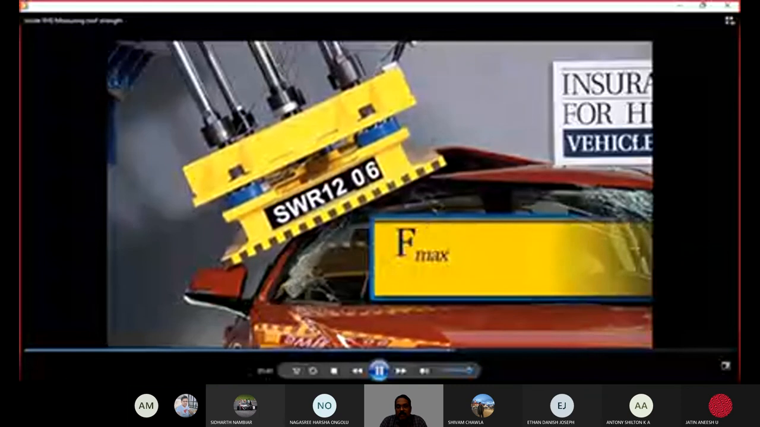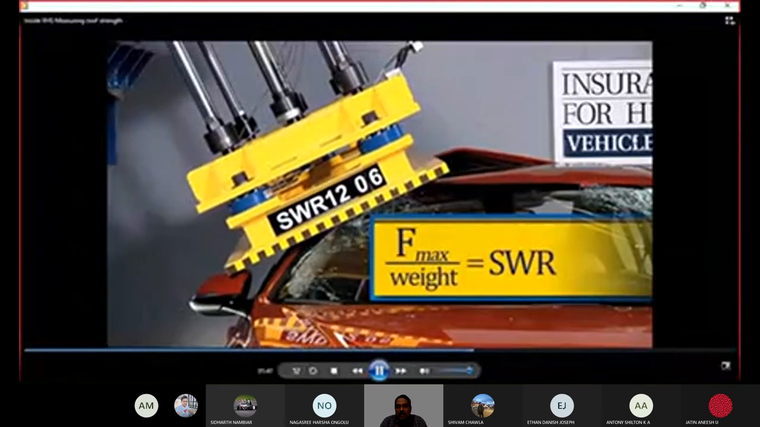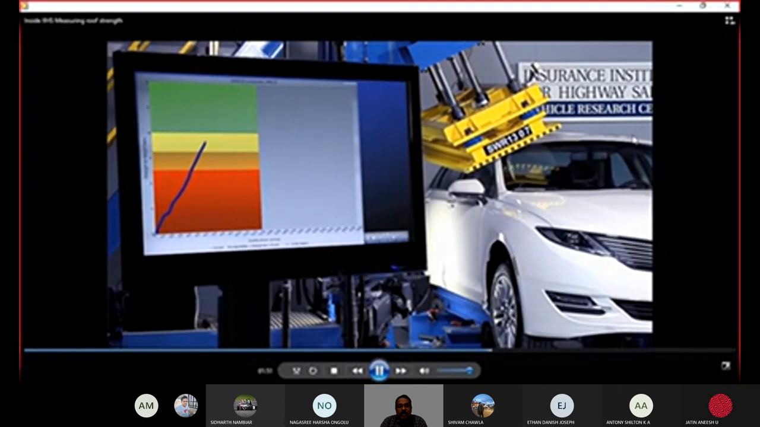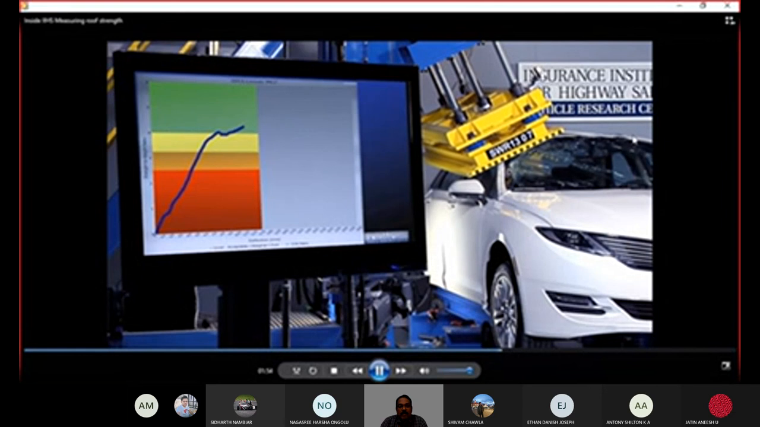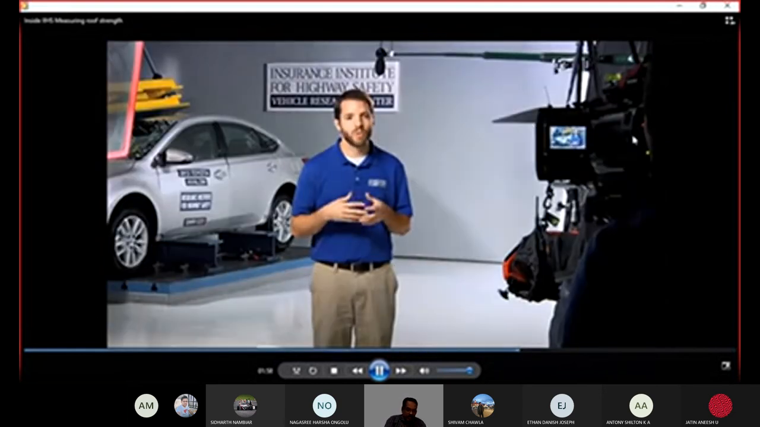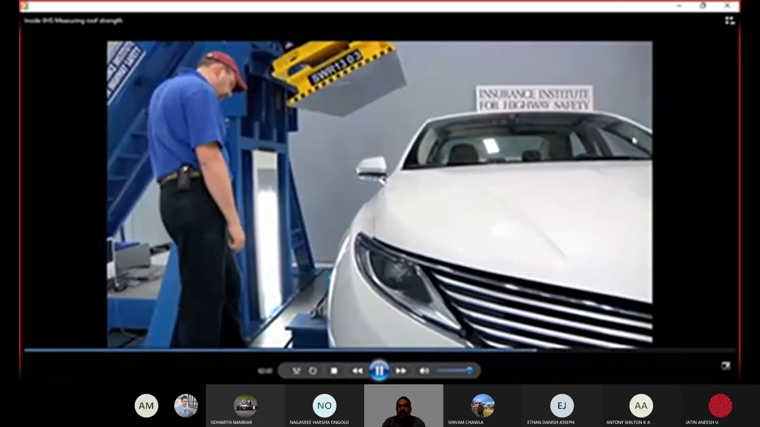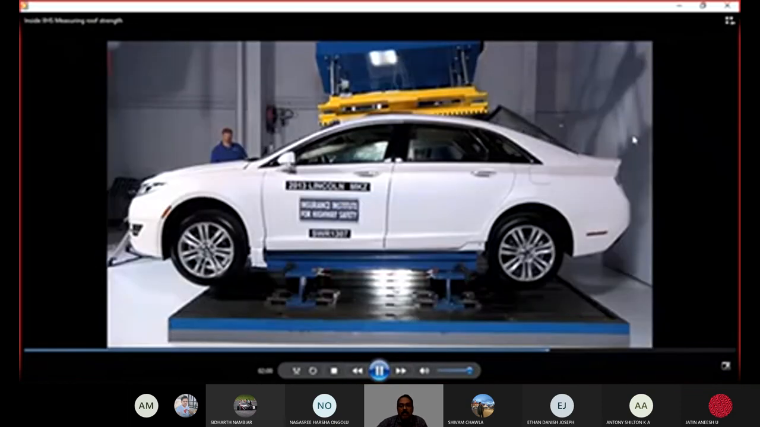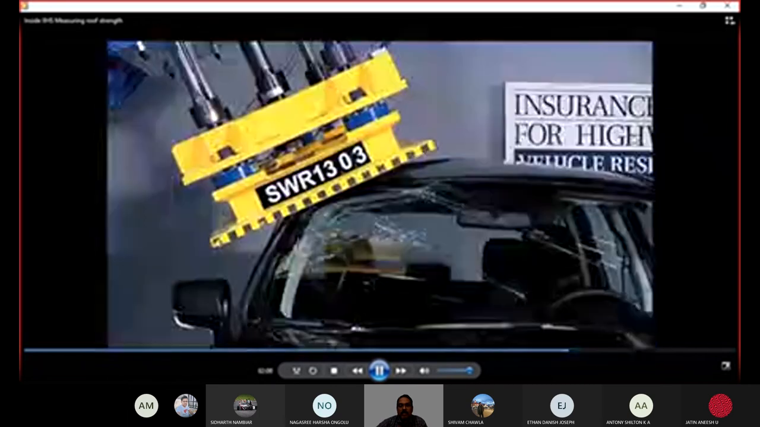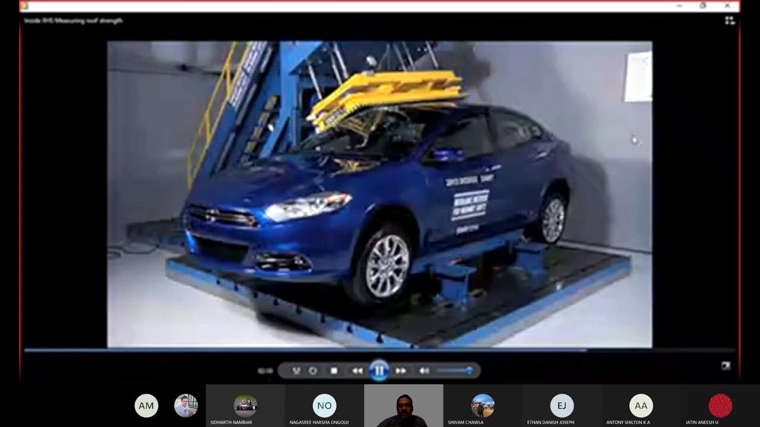The maximum force recorded is then divided by the vehicle weight in order to come up with a strength to weight ratio. In our system of ratings, a vehicle must be able to achieve a strength to weight ratio of 4 or greater in order to receive a good. Our test has made a huge difference in the roof strengths of vehicles that are on the road. As we came out with our test and we required 4 times the vehicle's weight for a good rating, manufacturers started redesigning their vehicles very quickly, and we've seen a huge jump in the number of vehicles that we rate as good per roof strength.